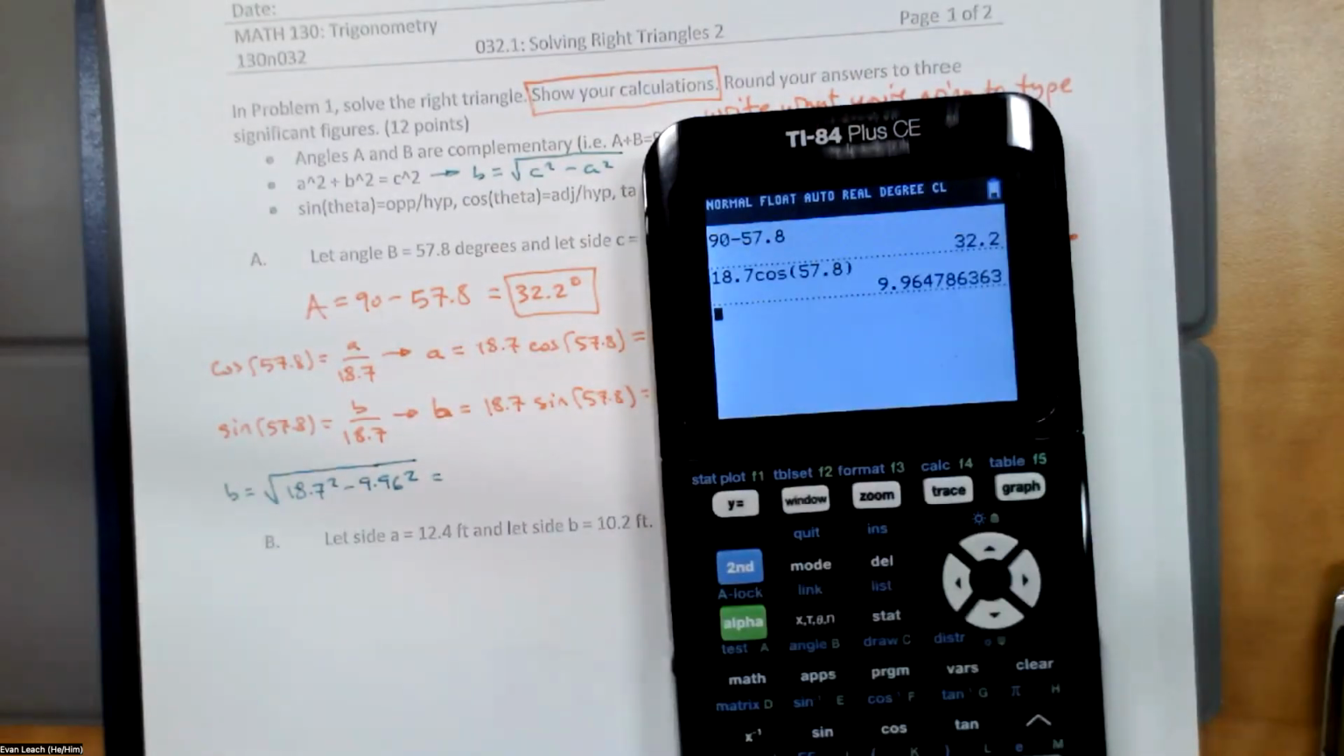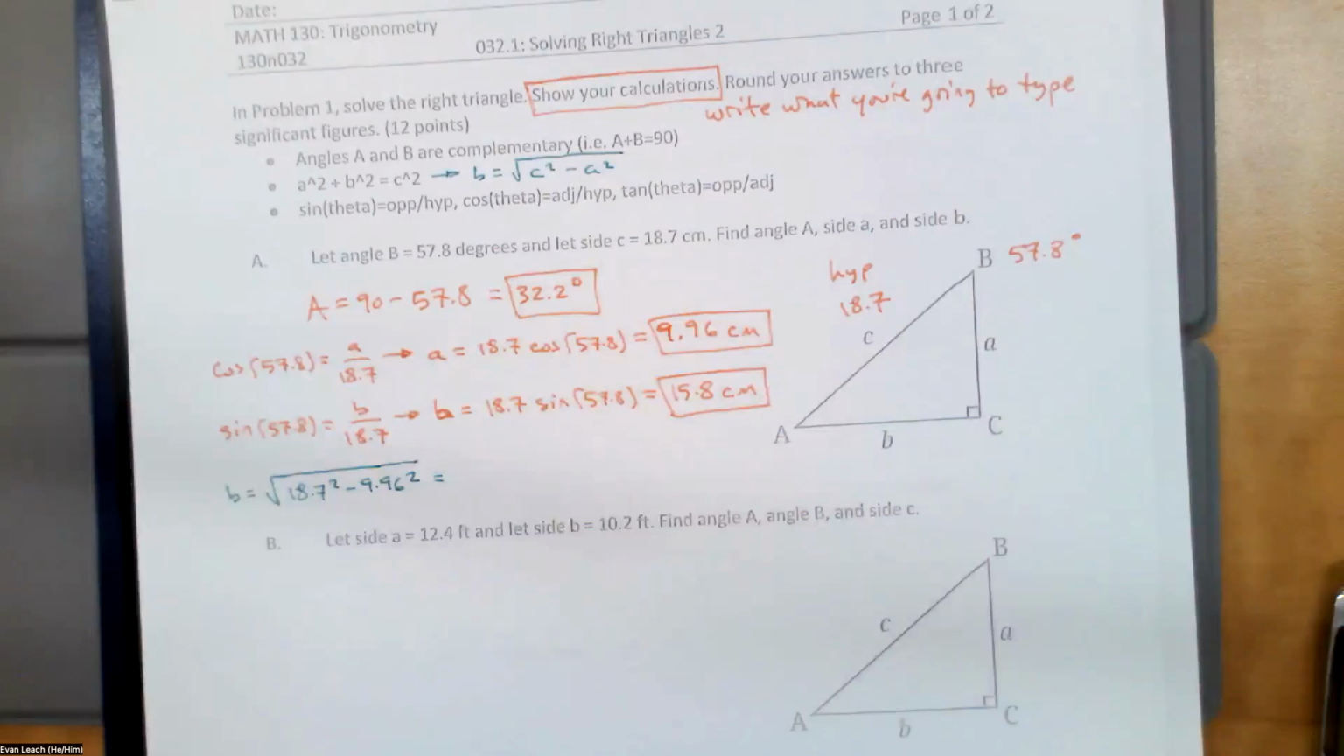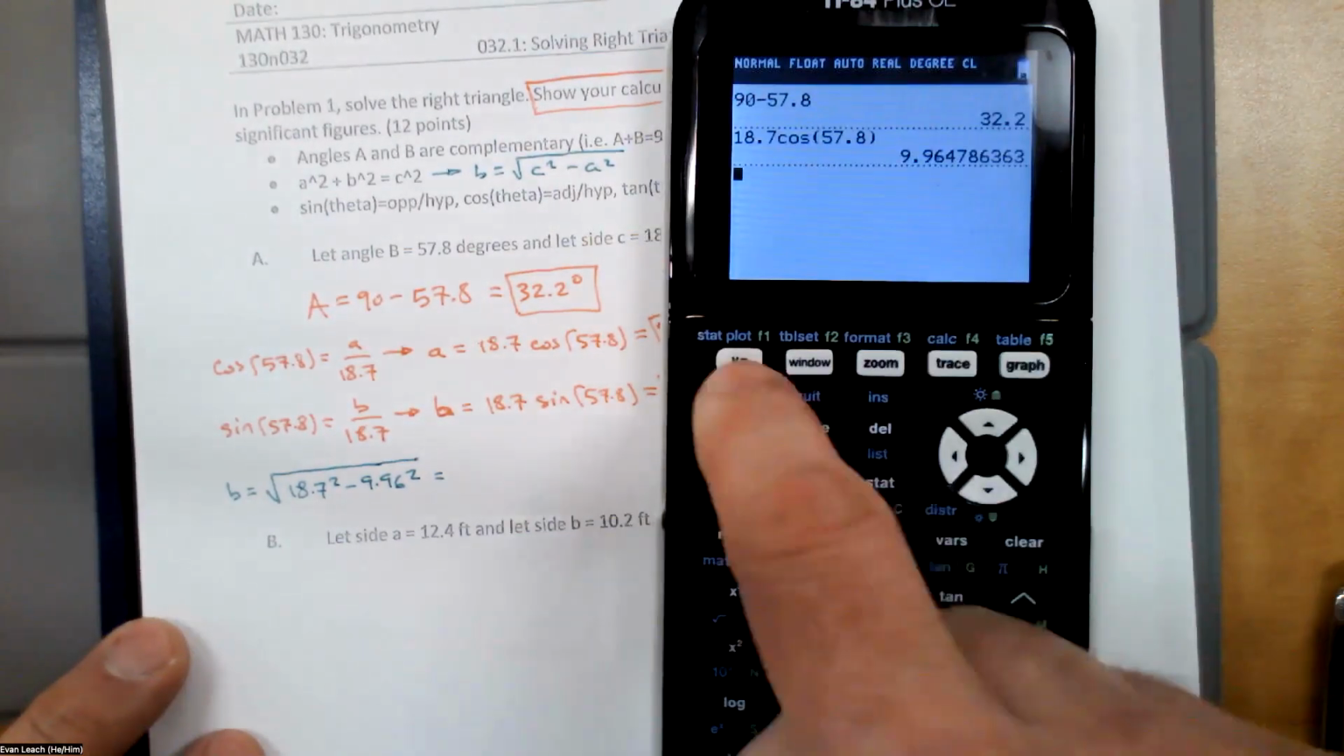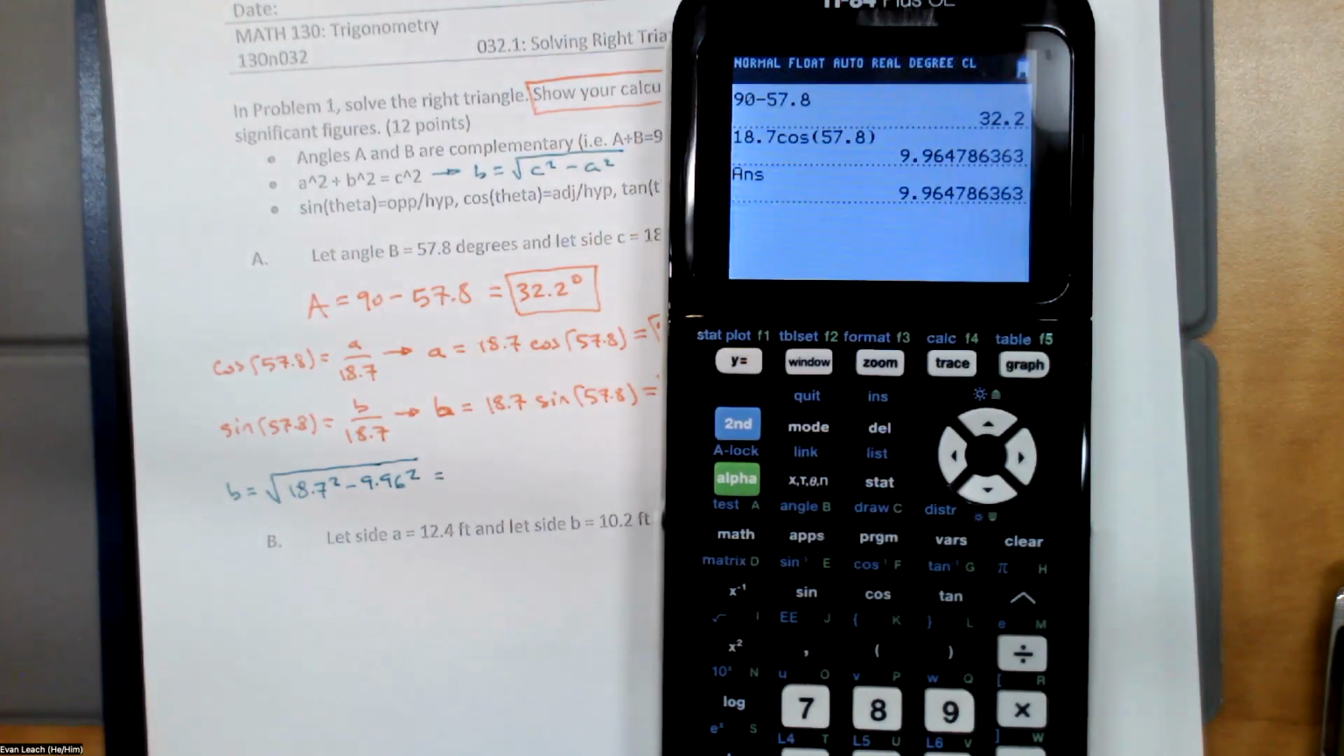Fortunately for our heroes, there is a 9.964786363 button on our calculator, but only right now. It's the ANS button above the negative that's in parentheses. So if I go second ANS, that button is 9.96. If I do anything else, another number pops up, it's not a 9.96 button anymore.